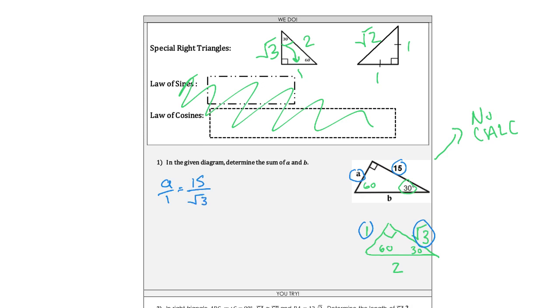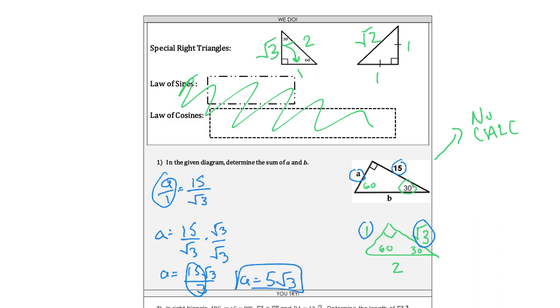All right, and now I could cross multiply and solve, but if you look, A divided by 1 is just A. So A equals 15 over radical 3. But remember, at the beginning of this unit, we said we can't have a radical on the bottom. Multiply top and bottom by radical 3 over radical 3. So I get A equals 15 radical 3 over 3. I could divide 15 by 3. A equals 5 radical 3.